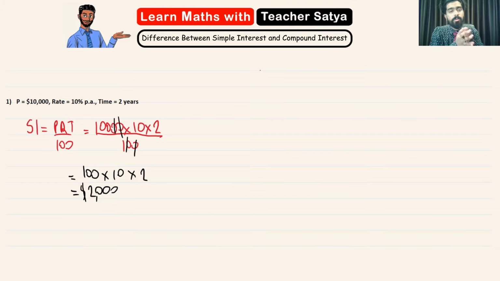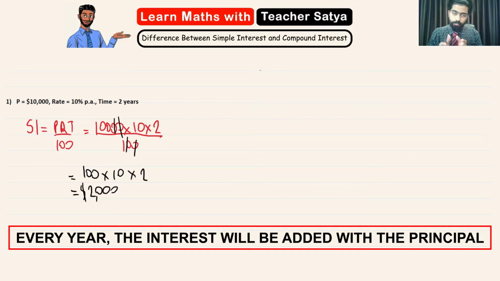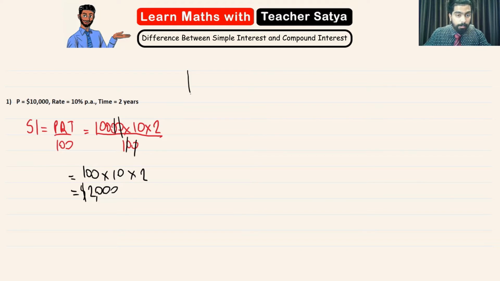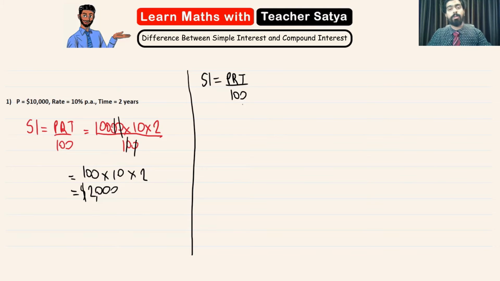Now let's go ahead and understand compound interest more. So compound interest means that every year the interest would be added with the principal. So without using the compound interest formula, let us use a simple interest formula to make you guys understand. Alright guys, so we'll be using the same simple interest formula, PRT over 100, but since we are doing it for 2 years, we will do it 2 times.